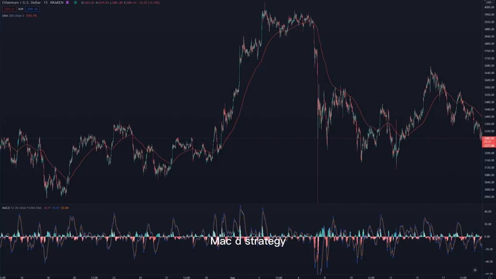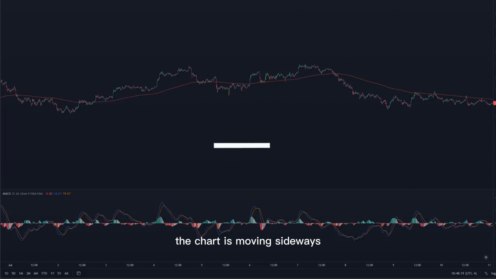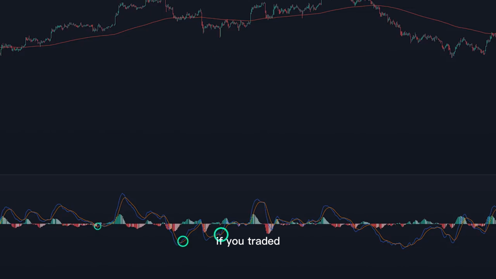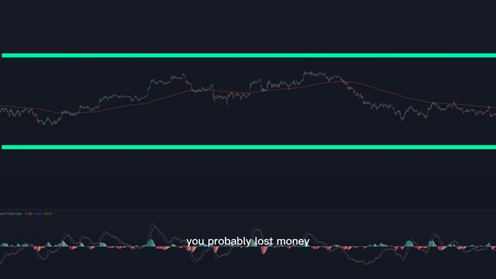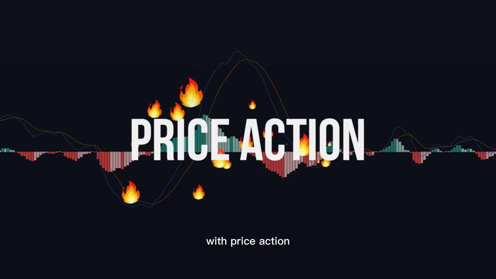This MACD strategy combined with a 200-day moving average works extremely well only if there's a lot of price movement. Where the strategy starts to get kind of iffy and give false signals is when the chart starts going sideways and losing momentum. As you can see here, the chart is moving sideways and lost almost all of its upward momentum, and the MACD is giving lots of false signals. If you traded here, odds are you probably lost money. To fix this issue, we have to combine the MACD with price action.